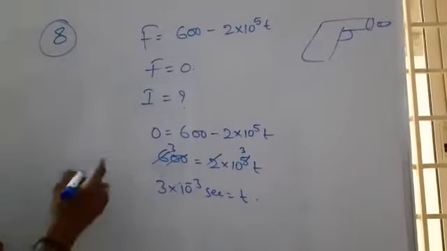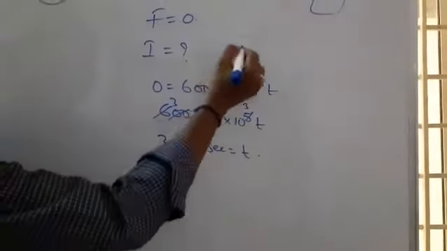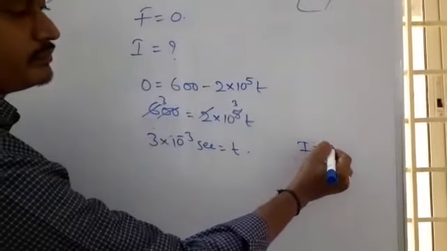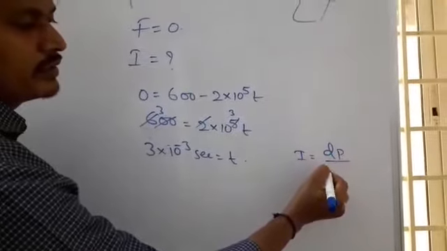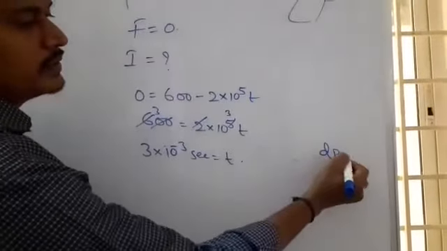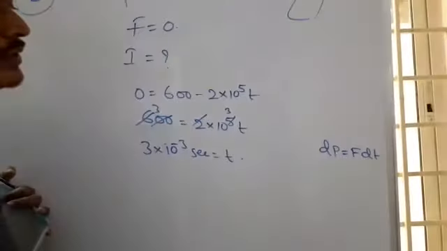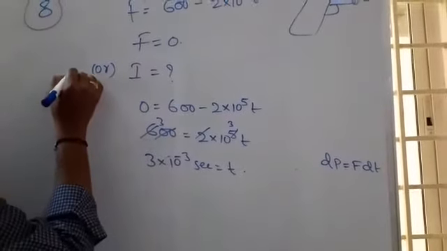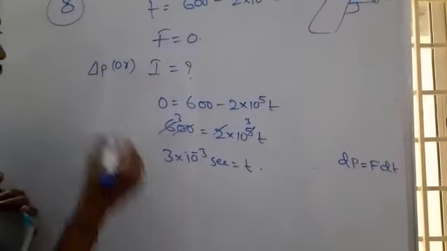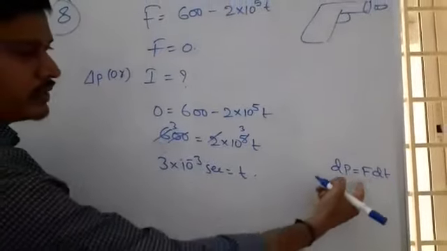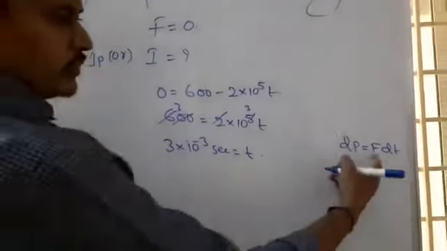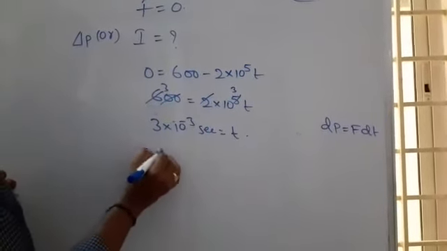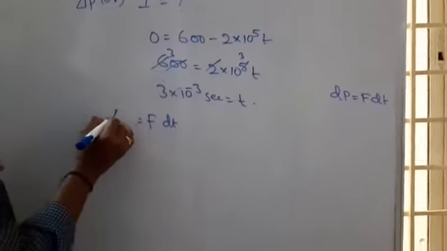This is the time. Impulse is nothing but the rate of change of momentum, dp divided by dt. dp is equal to F into dt. Change in momentum is also called impulse. So force into time, that is F into dt, is equal to dp.